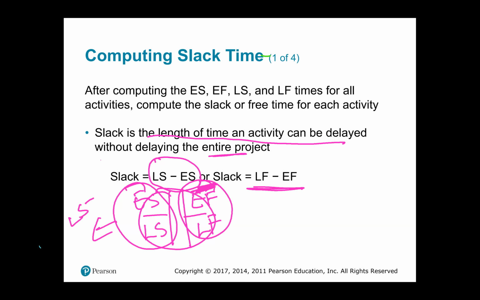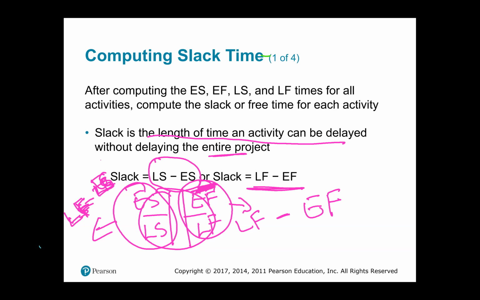Here, late finish minus early finish. If you do it the other way around, if you take early start minus late start, you're going to get negative values, and that's wrong, right? You must not be getting any negative values. So it's either the late start minus the early start or late finish minus the early finish, right?